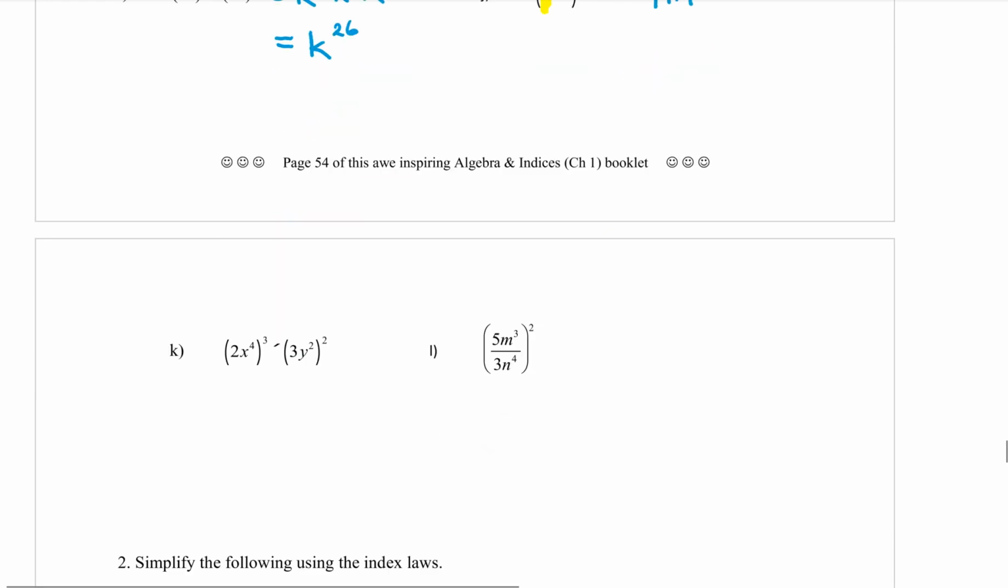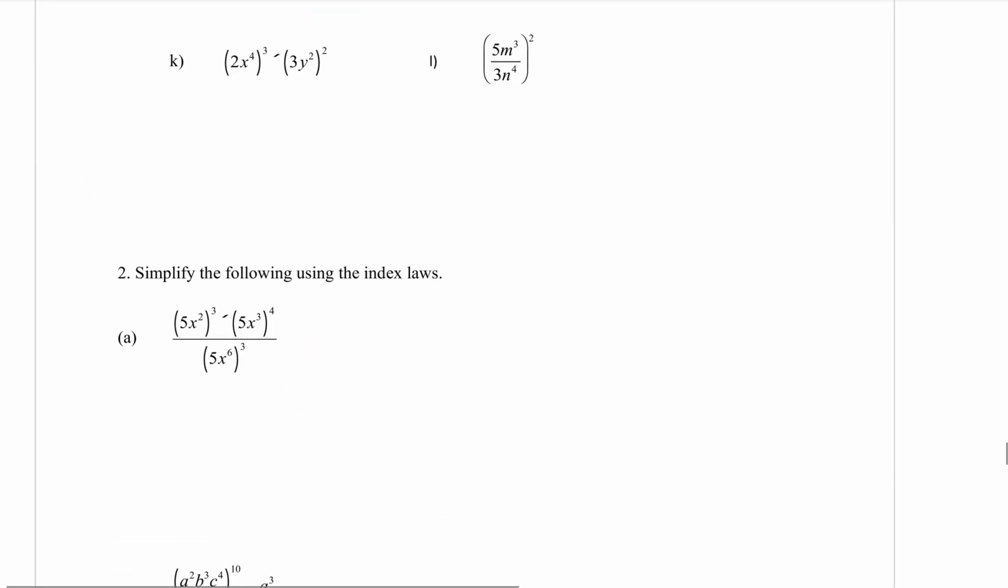Next page, K. Okay, we have a little multiplication sign in here. So we want to do brackets first. That's order of operations. We always deal with brackets first. So remember, we have a big number at the front. So that means we need to do 2 to the power of 3. So that means 2 times 2 times 2, or on your calculator, that will give you 8.